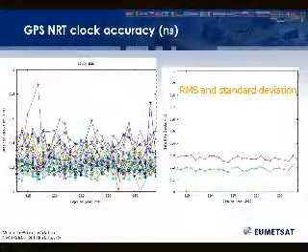This is a similar display for the clocks, and as this software package is not having such an impact on the clock estimation, there is basically a stable clock accuracy behavior in this month. And on the right-hand side, we have displayed the RMS and standard deviation, with the RMS something like 0.3 nanosecond and 0.2 for the standard deviation.